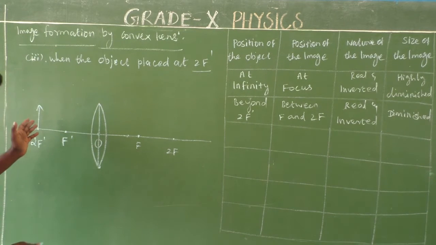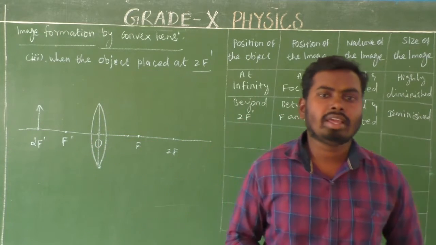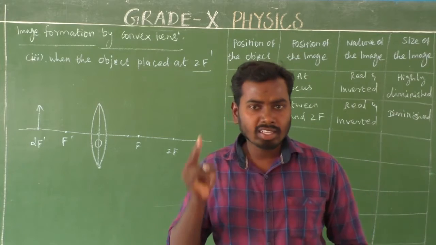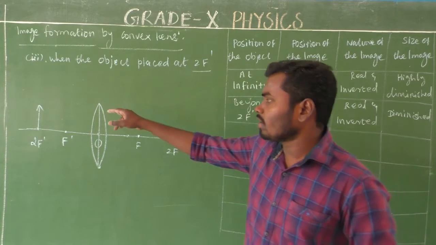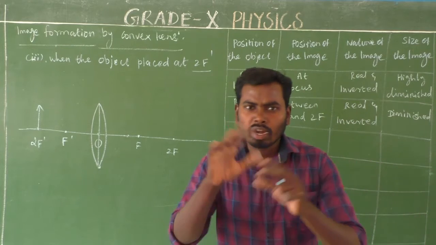Here, light rays are coming from an object placed at 2F'. Light rays are coming from each and every part of the object: from the top of the object, the middle part, as well as the bottom. But I am going to take just two rays coming from an object placed at 2F'. Why, sir? What about the remaining rays, sir? You may ask me.